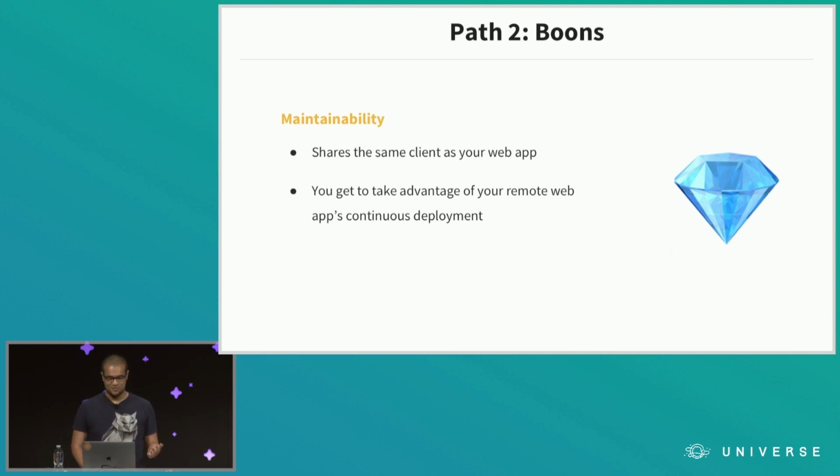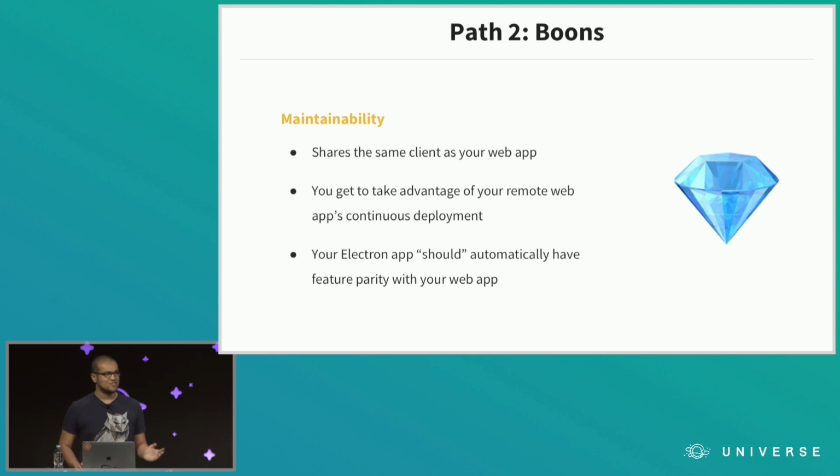One other huge benefit is that your Electron app should automatically have feature parity with your web app, assuming no bugs, of course. But in theory, you should have feature parity, as opposed to having to build a completely separate native client where you would have to ensure that your new client meets all the same specs as your web app. You just get that all for free, essentially.